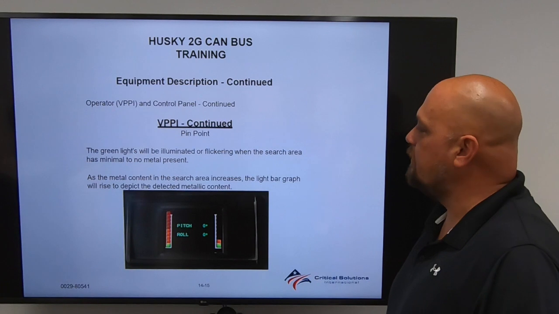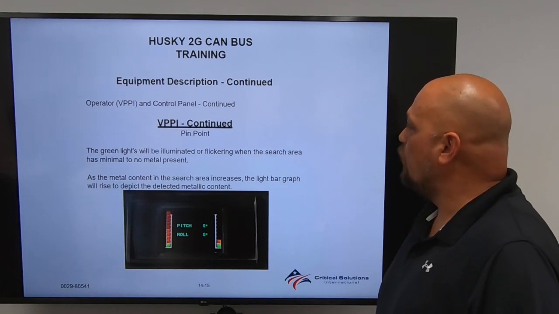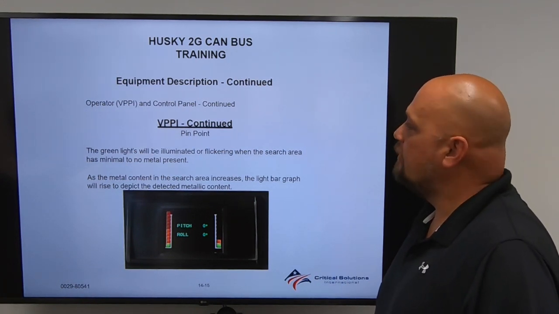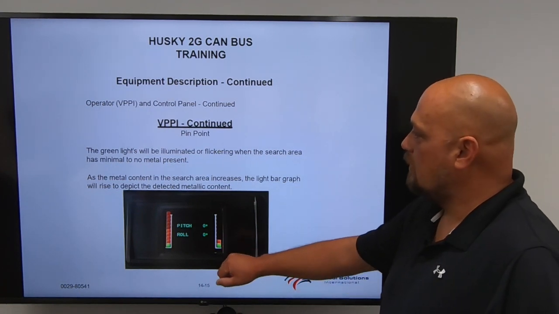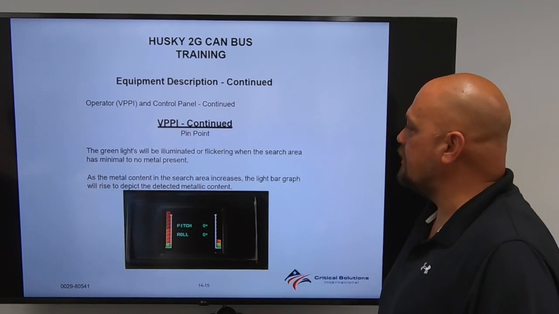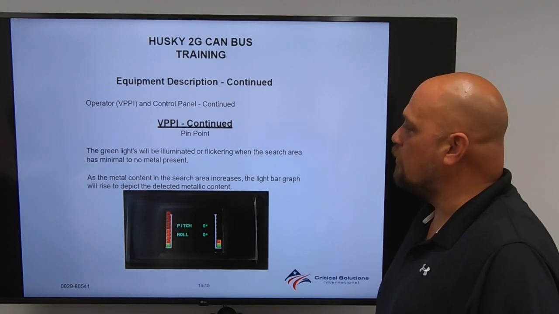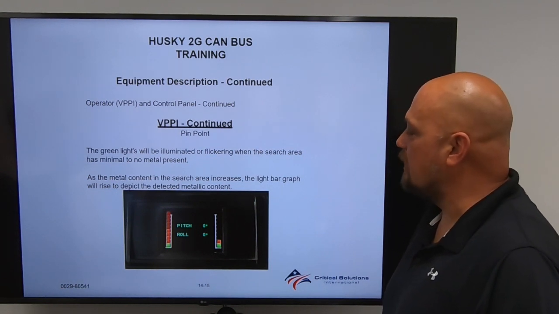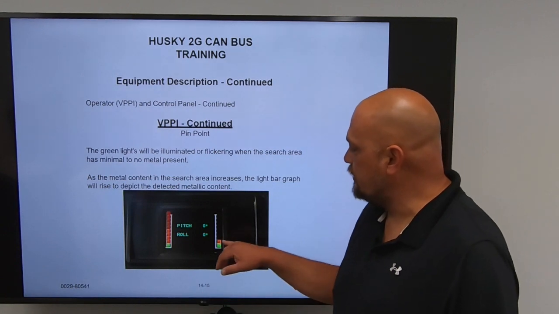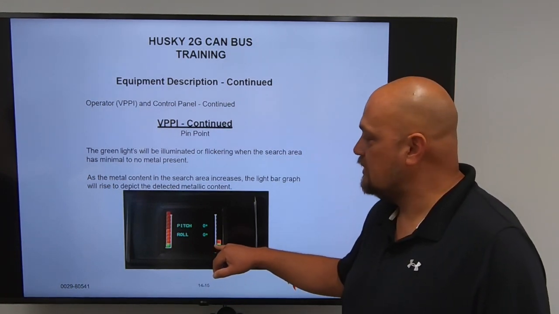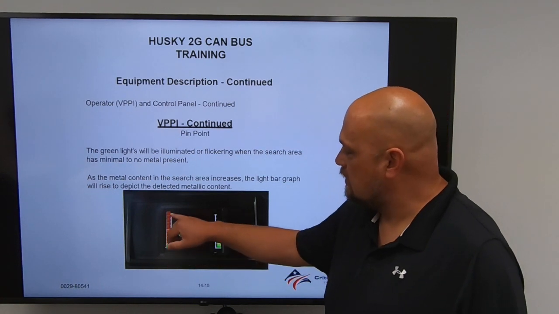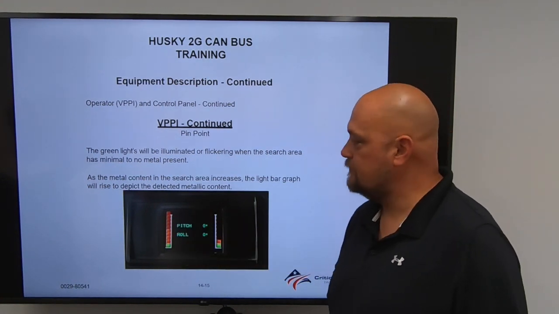Pinpoint, the green lights will be illuminated or flickering when the search area has minimal to no metal presence. As the metal content in the search area increases, the light bar graph will raise to depict the detected metal content. So while in pinpoint, you'll have possibly no or flickering green light. As the threat is detected, the bar graph will raise in pinpoint.